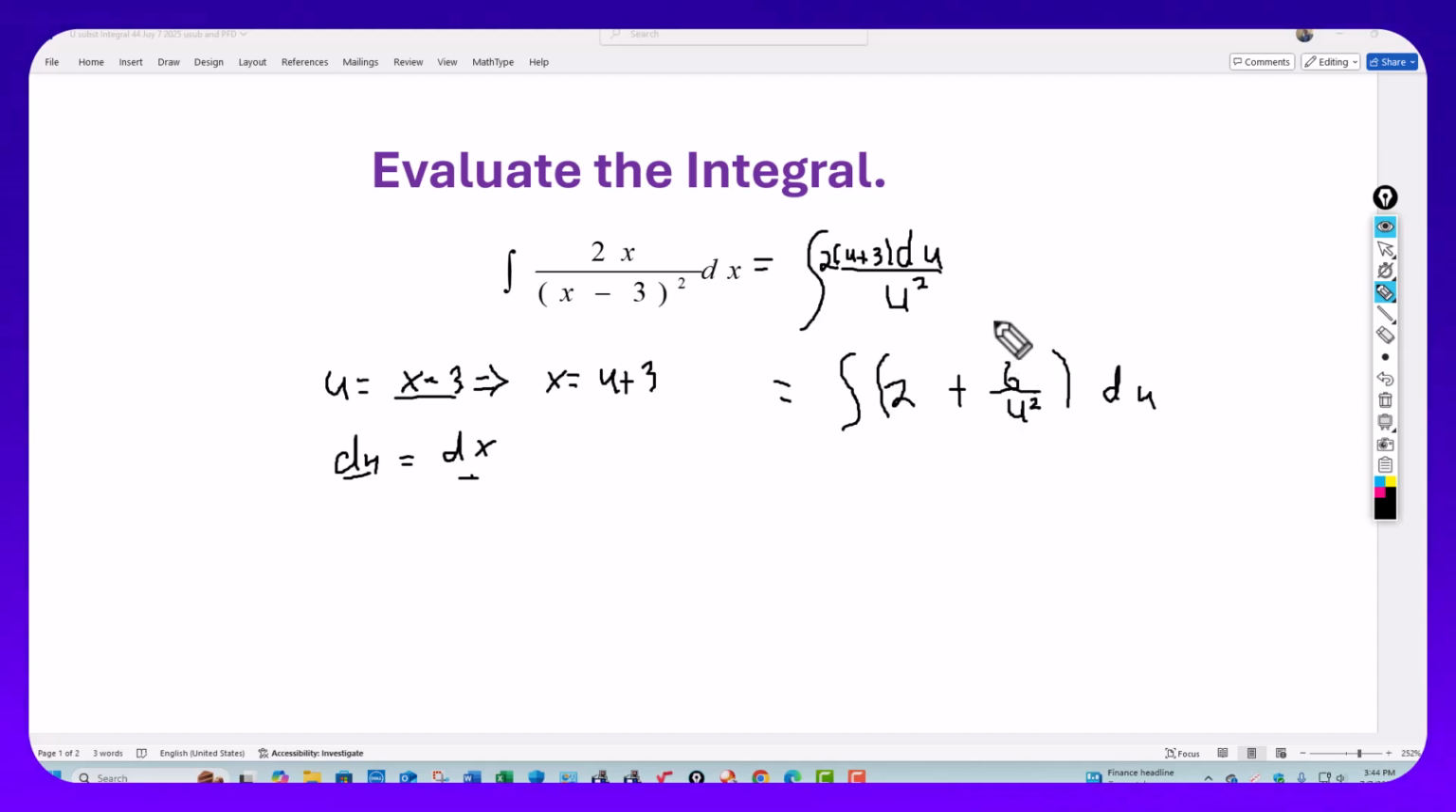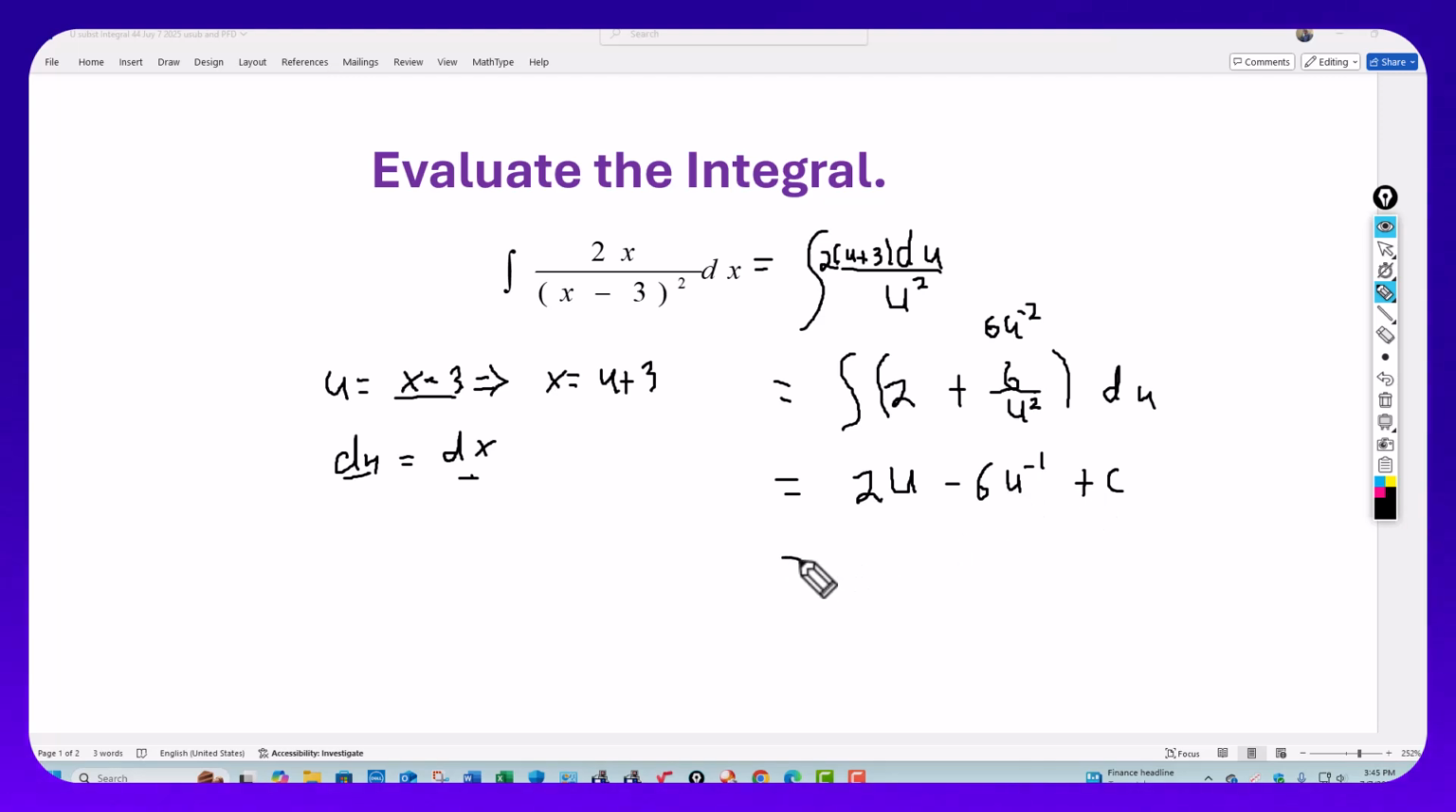You can also think of 6 over u squared as 6 times u to the negative 2. And then we're ready to integrate here. Integral of 2 with respect to u is 2u. And then for this one here, 6u to the negative 2, add 1 to the negative 2, I get a negative 1. Divide by that, that'll be a negative 6 here. And this will give me u to the negative 1, plus the constant of integration. So 2u minus 6, u to the negative 1, plus c.